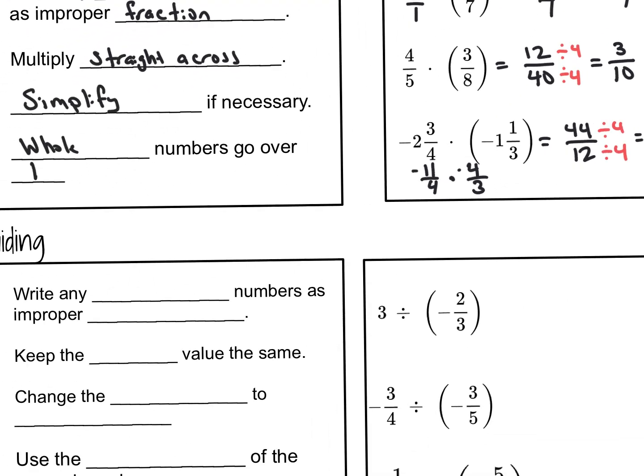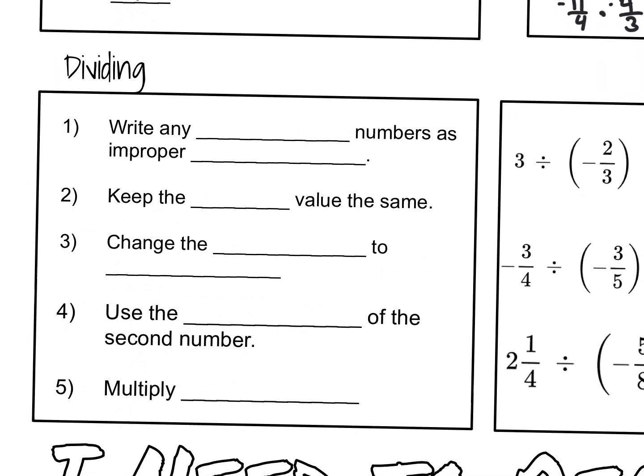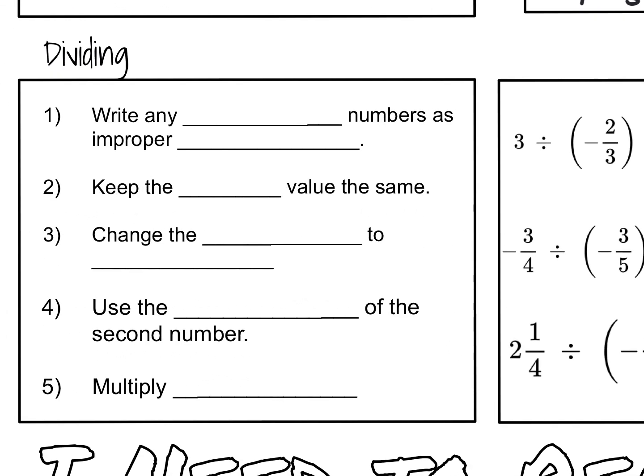All right, division works very similarly to multiplication. Once again, we're going to write any mixed numbers as improper fractions. Just makes our life easier. Now, the thing that's different about division is we are always going to keep the first value or the first number the same.